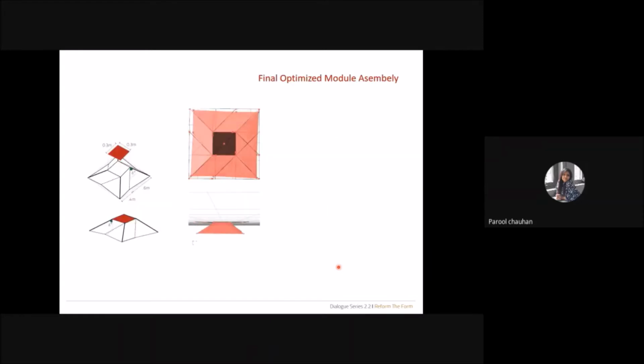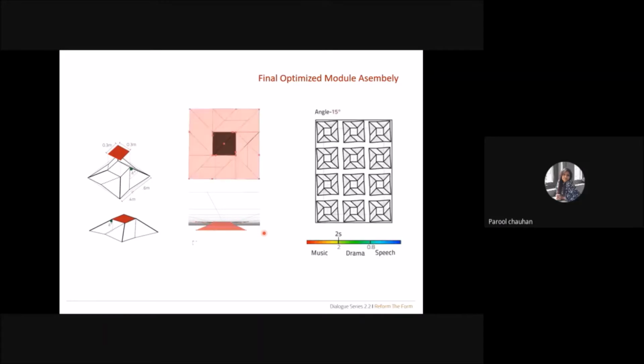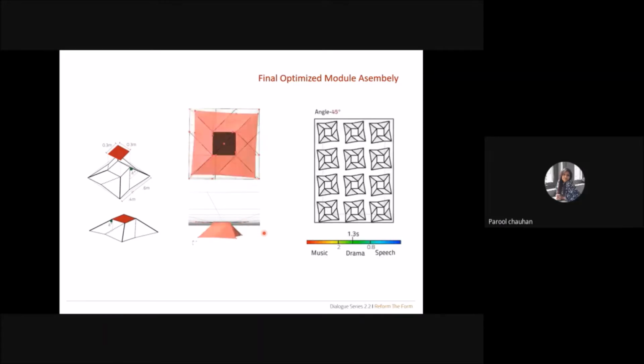So this is a final module which opens up and closes at various angles. If you can see, these are the various angles it is opening and closing. And in the side view, side simulation, you can also see there is some difference in the suspension height. So this module was then assembled in a ceiling system and analyzed for reverberation time.